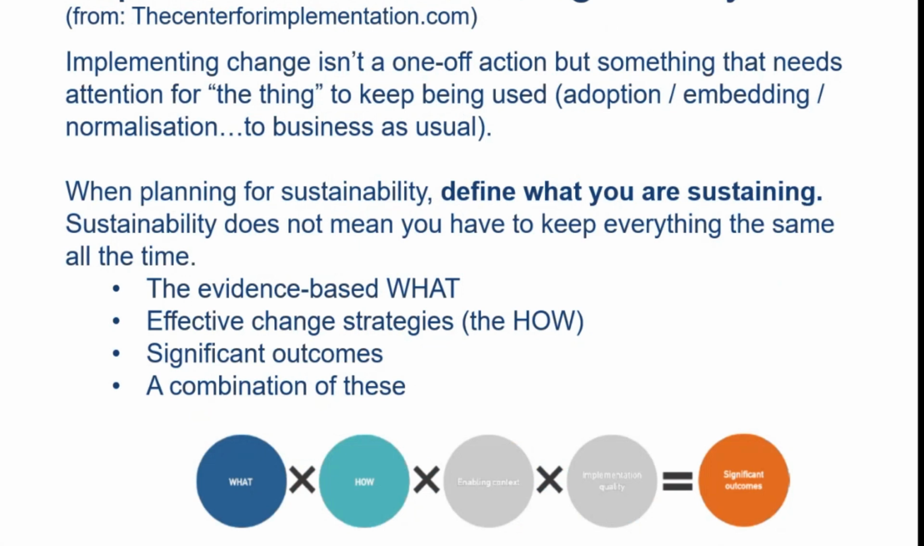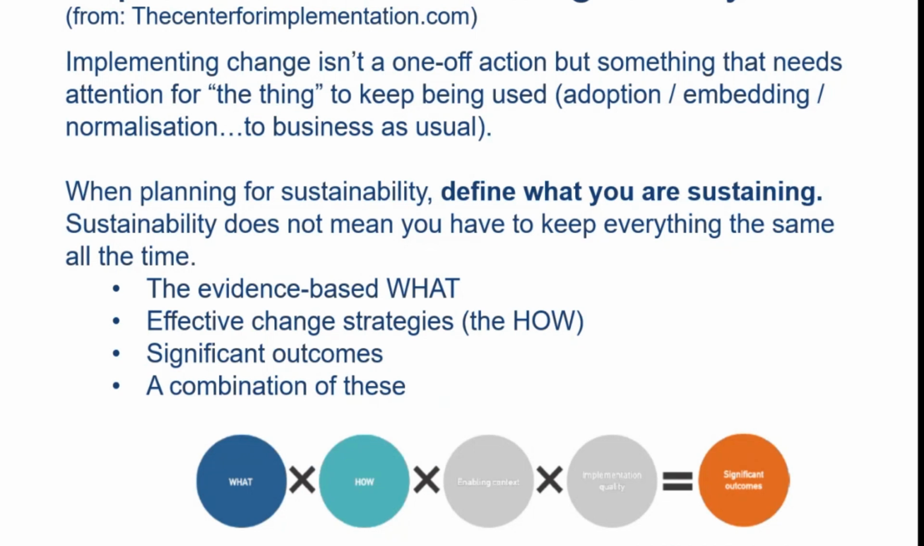So we talked about earlier about fidelity to your implementation when we saw those hedgehog cakes. And so implementing change isn't a one-off action, but something that needs attention constantly, so that thing can keep being used or adopted or embedded or normalized into a system so it's used as business as usual. But I think what's really crucial to understand when we saw those implementing hedgehog cakes is, if I'd said to you all, make me a hedgehog cake, the likelihood is that the cake would have been very different, as we saw in those earlier slides.